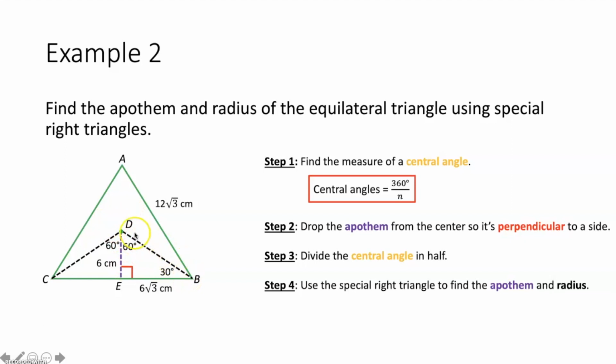So in order to find the radius, or the hypotenuse, of this 30, 60, 90 degree triangle, I'm going to take the length of the short leg, which is 6 centimeters, multiply that by 2, and that should give me the length of segment DB, or my hypotenuse in this 30, 60, 90 degree triangle, which is 12 centimeters. Now I know my apothem of this equilateral triangle is 6 centimeters. My radius is 12 centimeters.